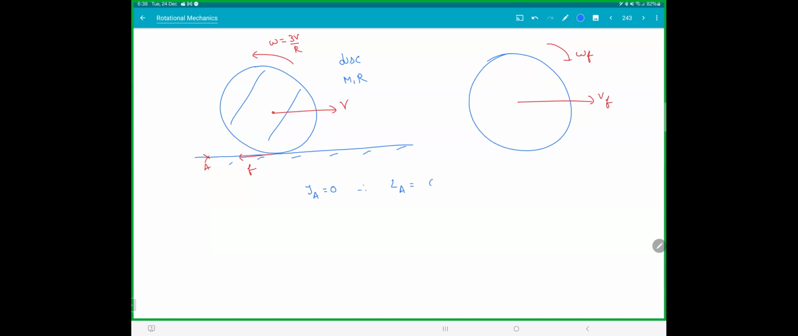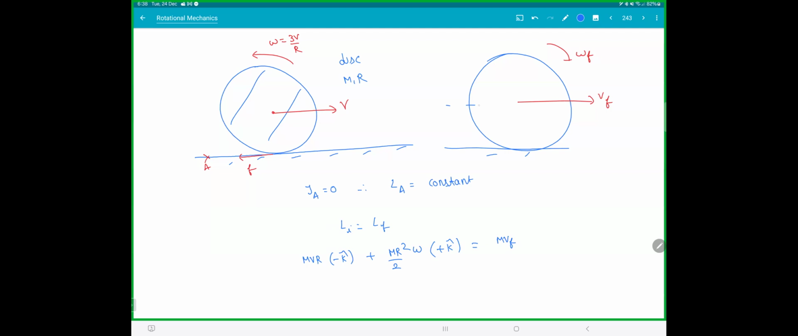Therefore, L about A is constant. So L initial is equal to L final. L initial: angular momentum of center of mass, mvr, minus k cap. Angular momentum about center of mass, I_COM omega, mr square by 2 omega, that would be plus k cap. This would be m v final.